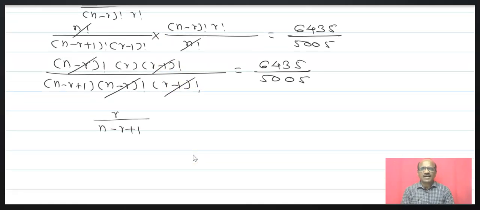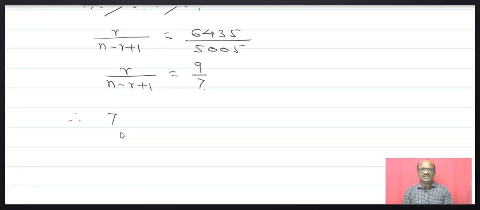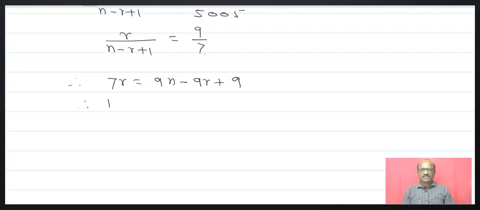Therefore, r upon n minus r plus 1 is equal to 6435 upon 5005. Therefore, that is equal to 9 upon 7. Direct division is there. Now make the cross multiplication. 7r is equal to 9n minus 9r plus 9. Therefore, that is 16r minus 9n is equal to 9. This is equation number 1.